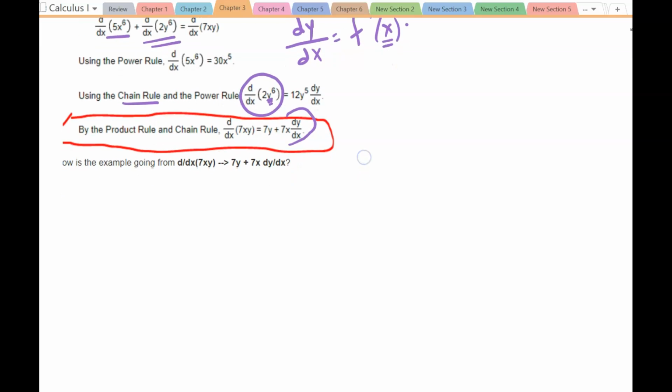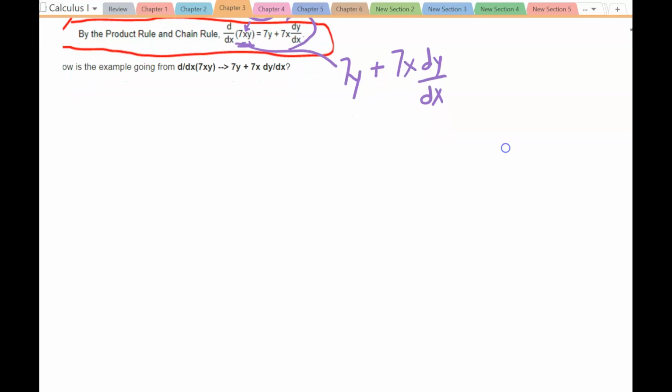So if we look at this example, this is going to be the product rule. So I take the derivative of the first function, which would be the derivative of x is 1, so I have 7y. So I hold the second function, plus holding the first function times the derivative of the second function, and the derivative of y is dy over dx.